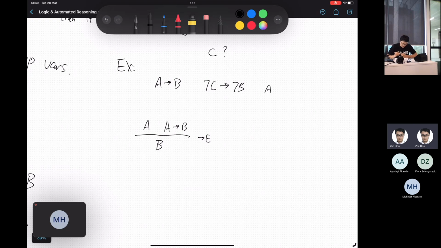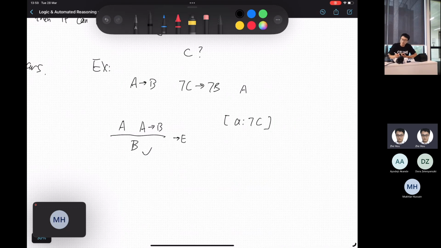So now what do we do? We know that B is true. Now the question is: is C true? So how about we assume that C is not true? Let's have an assumption: assume that C is not true. What can we derive from here? Well, we have not C implies not B. And again, if you apply the implication elimination, you get that not B is true.